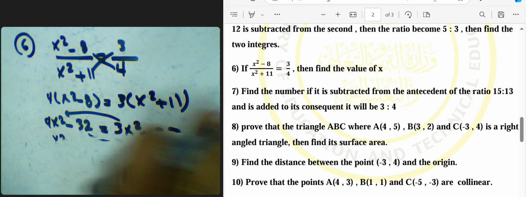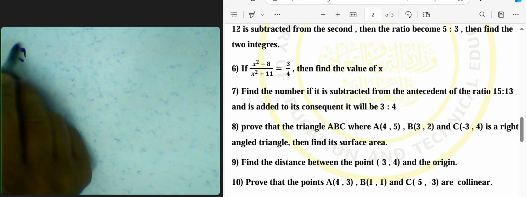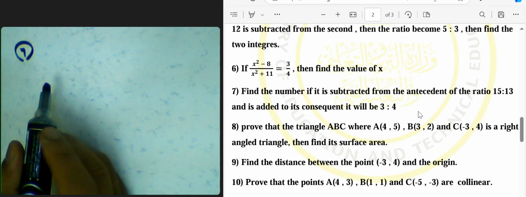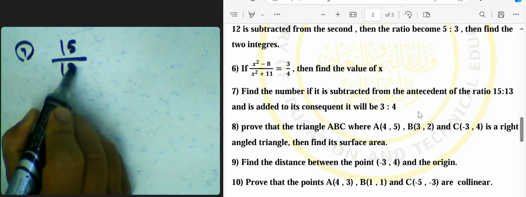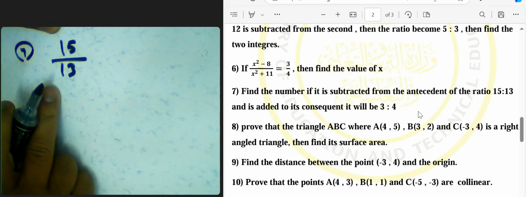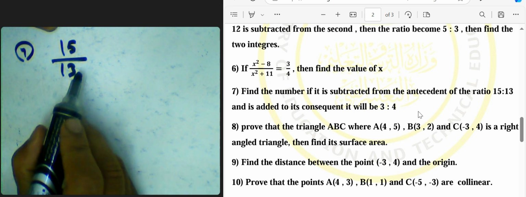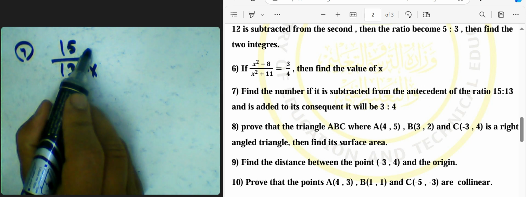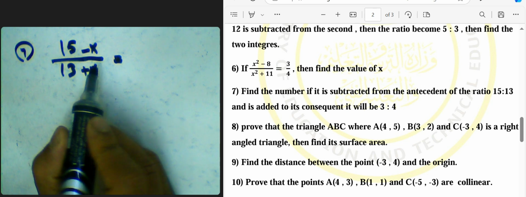Question number 7. Find the number which, if it is subtracted from the antecedent of the ratio 15 to 13 and is added to the consequent, the ratio will be 3 over 4. We have 15 over 13. This is the antecedent, the number, and the consequent. If we add it to the consequent and subtract it from the antecedent, then the ratio will be 3 over 4.